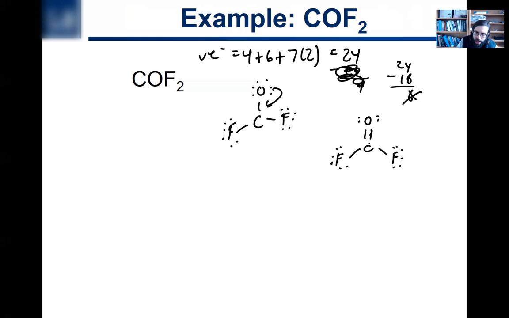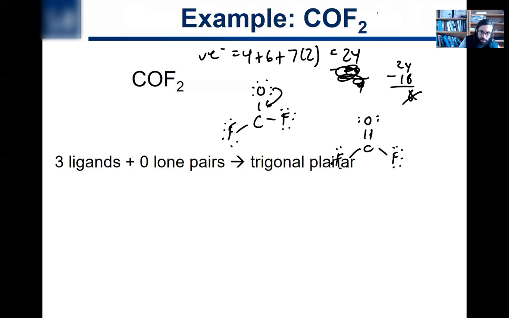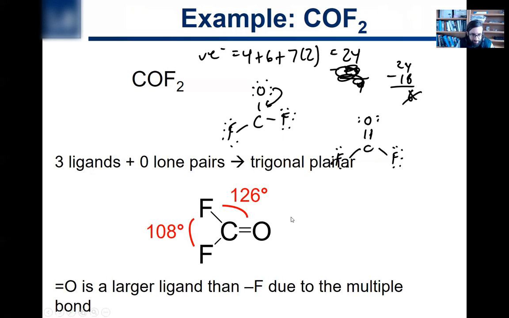Carbon has 2, 4, 6, 8. Oxygen has 2, 4, 6, 8. And the fluorines we already counted have 2, 4, 6, 8. We have 24 valence electrons. What is the VSEPR geometry? Well, it's trigonal planar. We have 3 ligands, right? 1, 2, 3, and no lone pairs on the central atom, so that's trigonal planar.